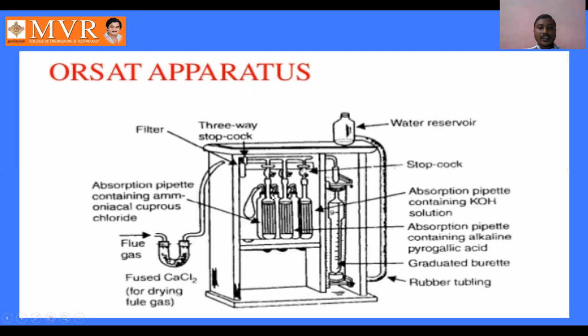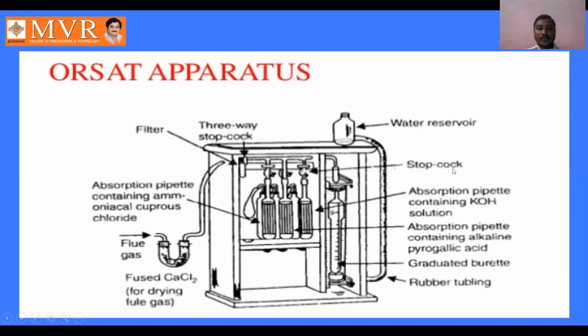Here we have the absorption pipette containing alkaline pyrogallic acid. In the second one, we have three flasks: the first one contains KOH solution, the second one contains pyrogallic acid, and in the third one we have ammoniacal cuprous chloride. These are contained in these three flasks.